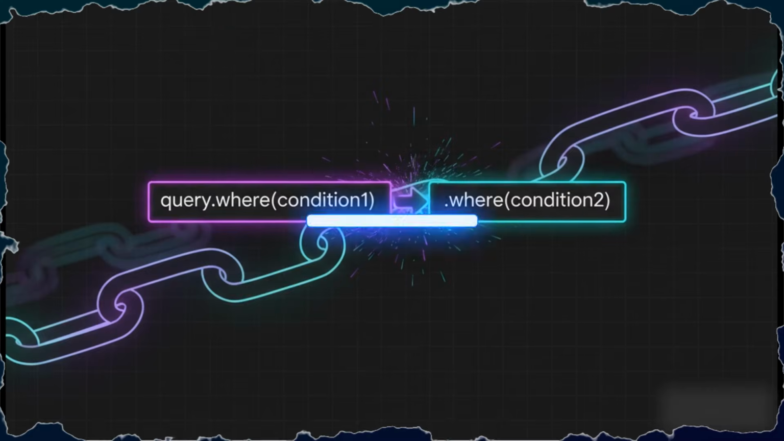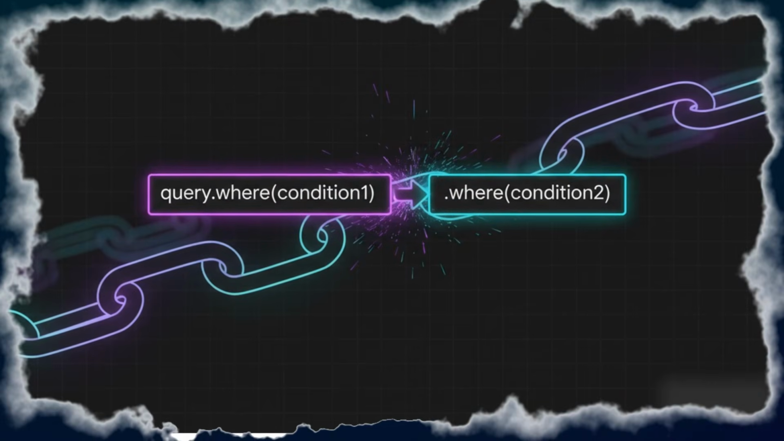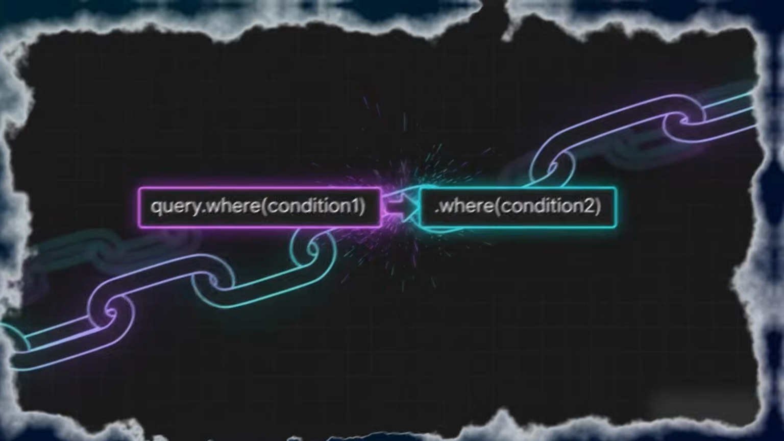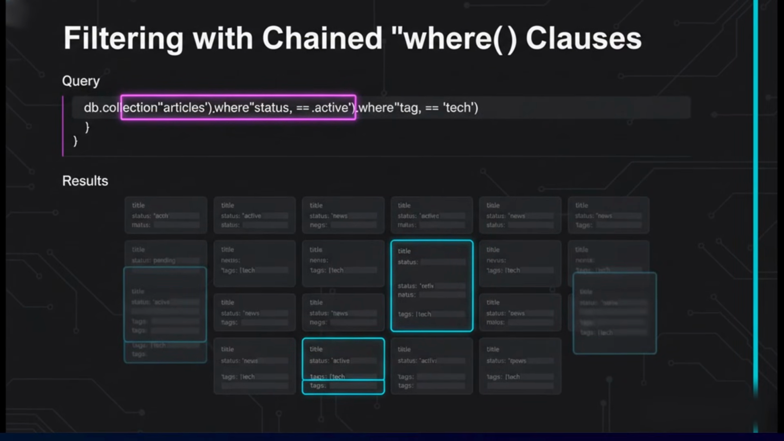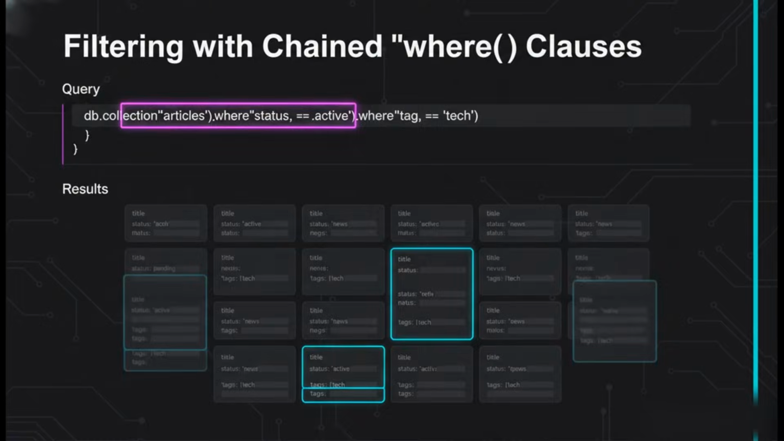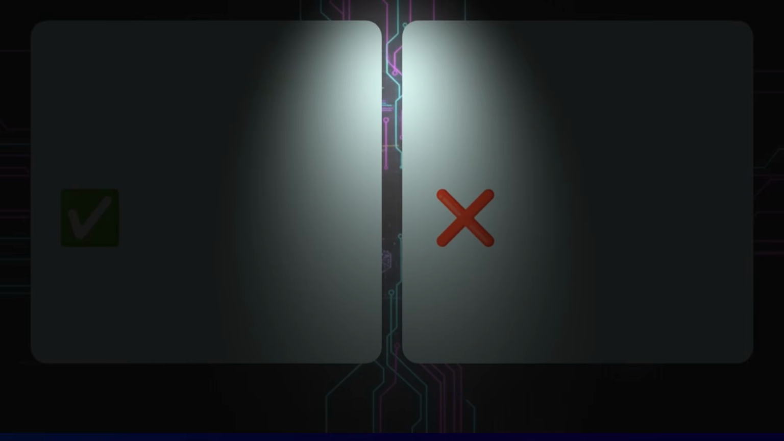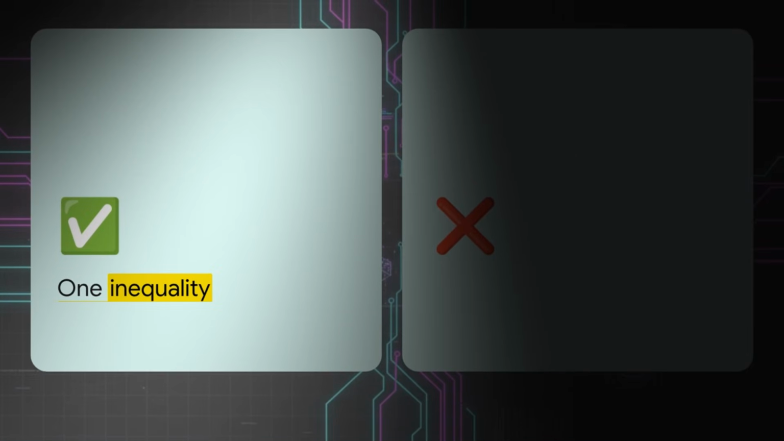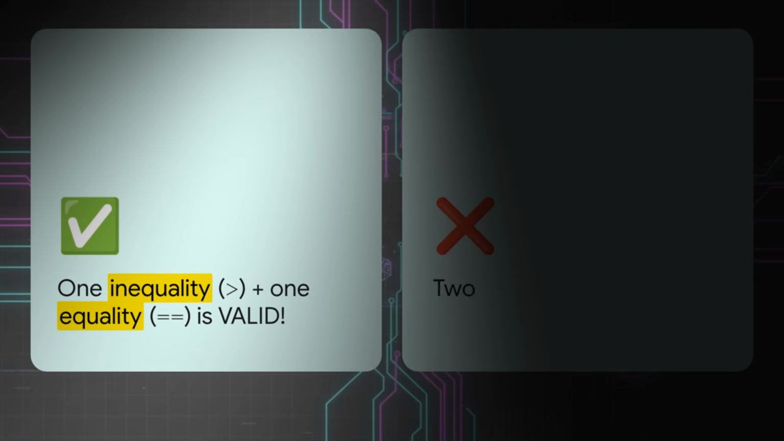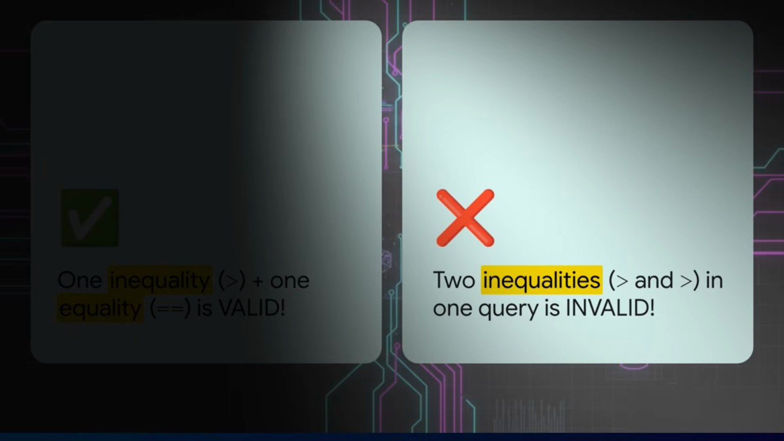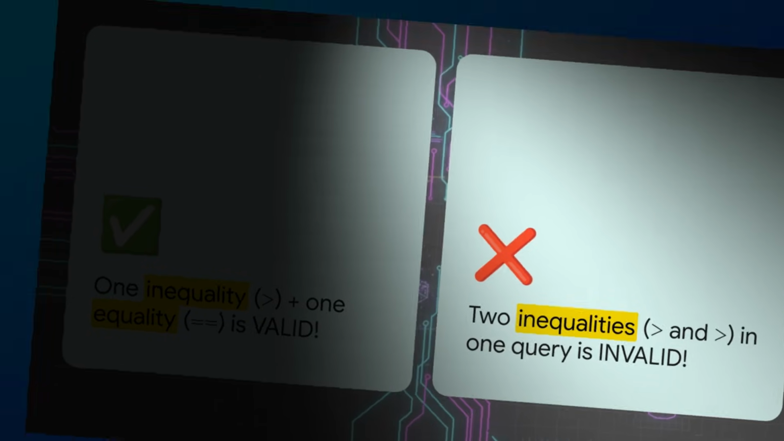Chain queries. You can chain multiple query clauses to perform more specific queries. For example, you could query for all posts with a specific tag and an active status. However, a key limitation is that you can only use one inequality operator, for example, greater than or less than, per query. If you need to filter a range for multiple fields, you need a different approach.